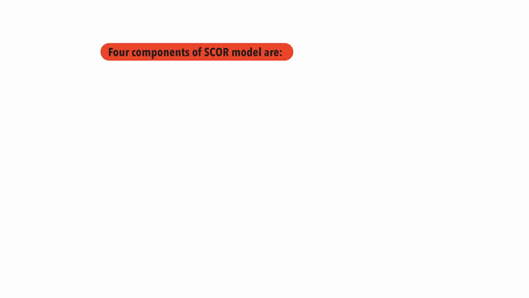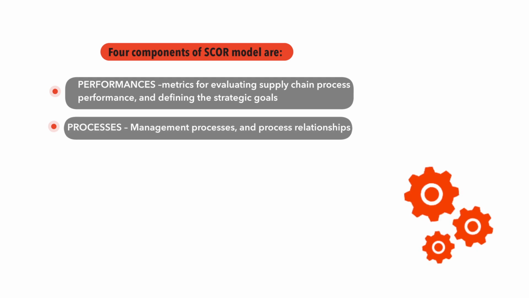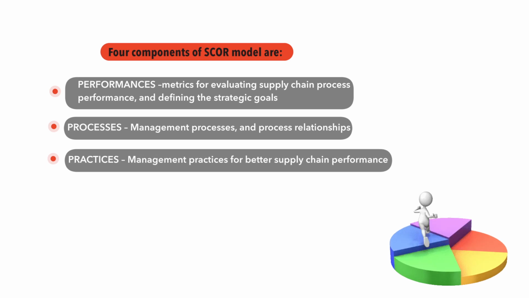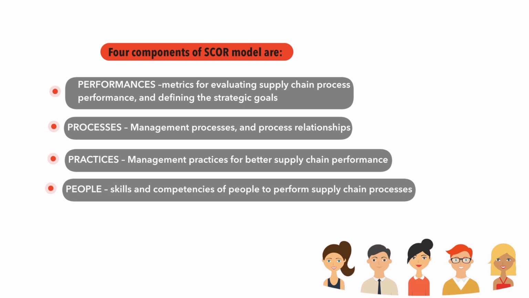The four components of the SCOR model are performance: metrics for evaluating supply chain process performance and defining the strategic goals. Processes: management processes and process relationship. Practices: management practices for better supply chain performance. People: skills and competencies of people to perform supply chain processes.